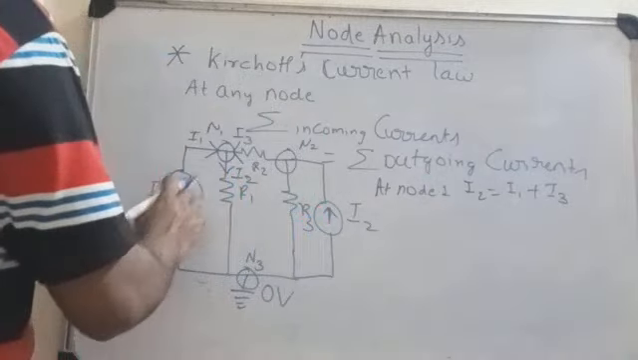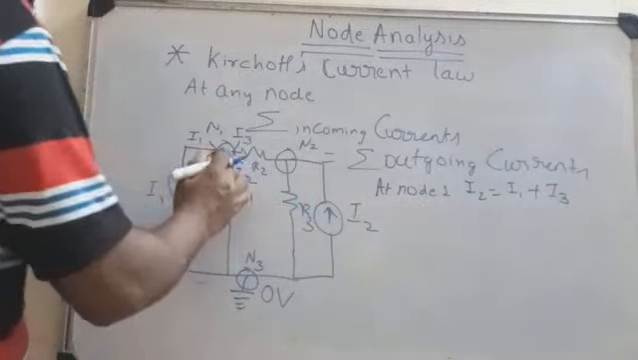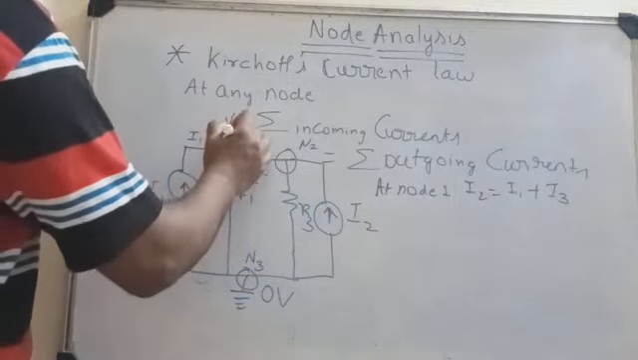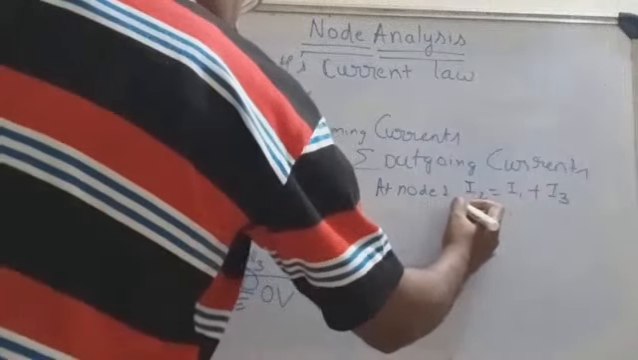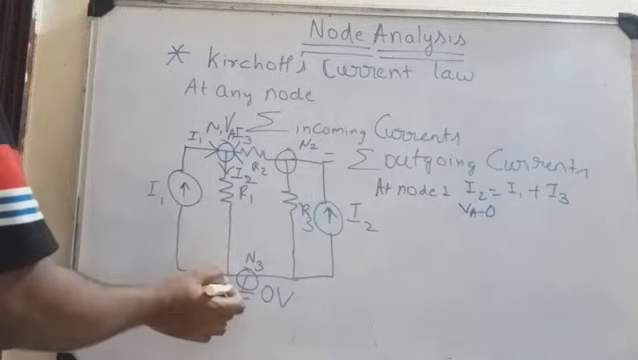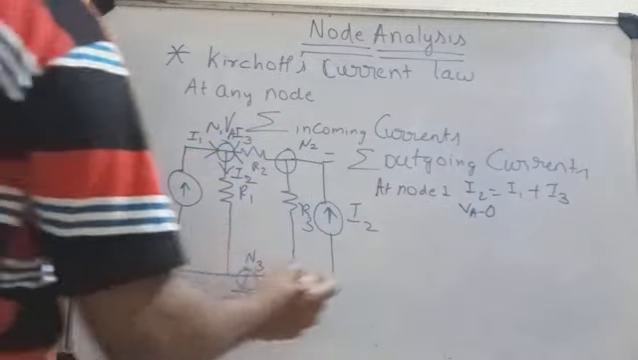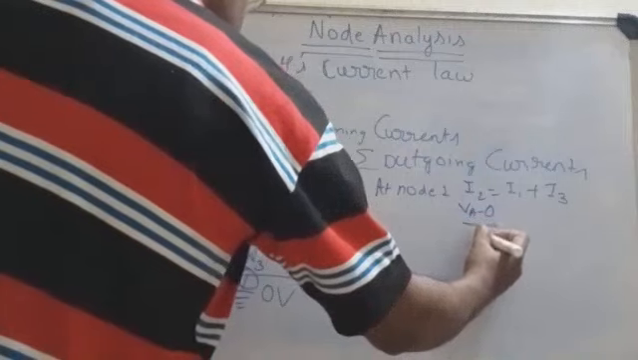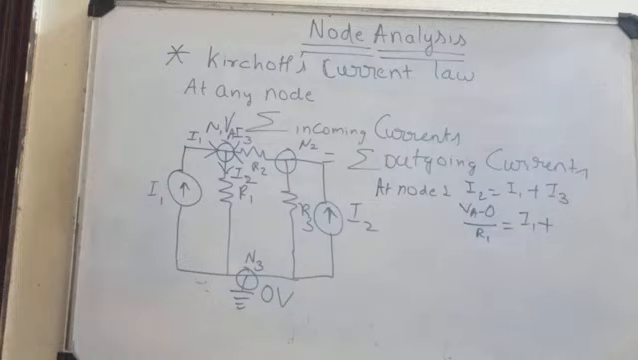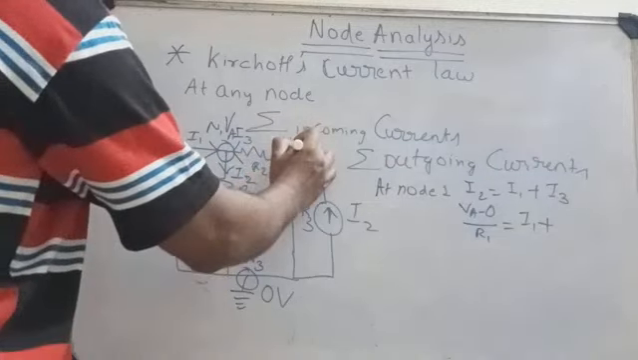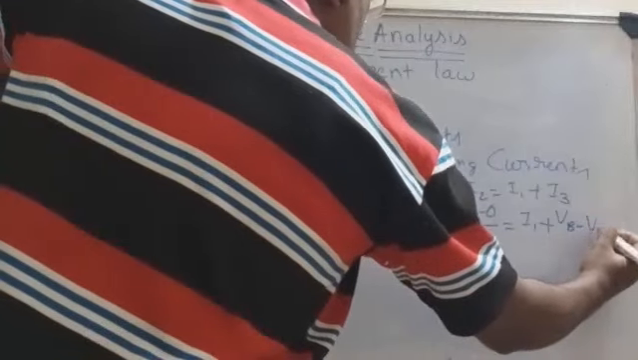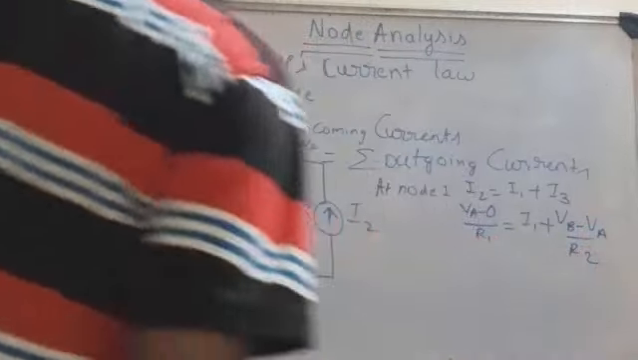Now I2 I should write in terms of voltages and resistance. So this is VA. So I2 is VA minus 0, the potential difference, VA minus 0 divided by R1. I1 is given already. I3 is, say this is VB, so it is coming from VB. So VB minus VA divided by R2.